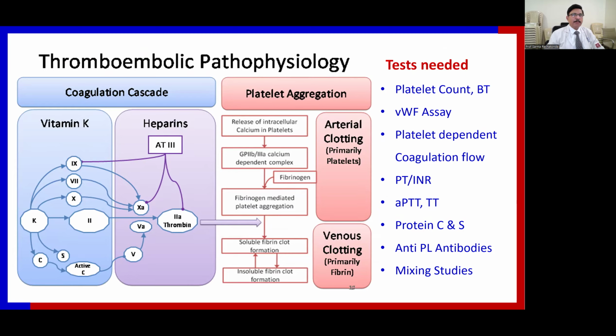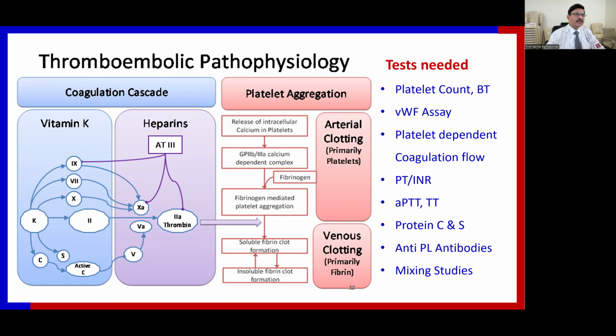Platelet count, BT, von Willebrand factor, platelet-dependent coagulation flow, PT, INR, APTT, TT, protein C and protein S, antiphospholipid antibodies. You have seen several places where I have written PL. Those phospholipids are required for coagulation. If there are antiphospholipid antibodies, those phospholipids are absorbed and not available, so clotting will be interfered with.